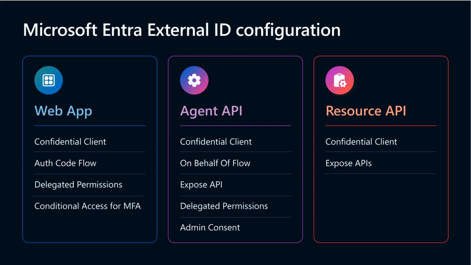We then went deeper into app registrations within Entra External ID, where 3 confidential clients represent the Resource API, Agent API, and Web App. Each stores secrets securely and uses appropriate flows. The Web App with authorization code flow and delegated permissions plus MFA, the Agent API with on behalf of flow, and the Resource API enforcing role-based access with fine-grained scopes.